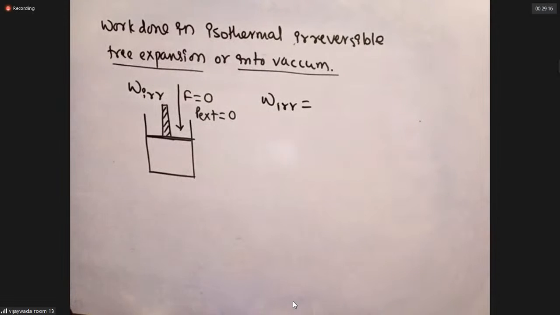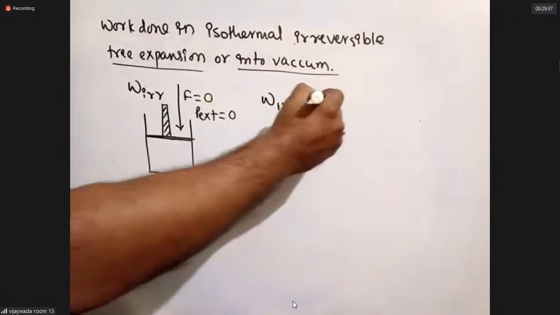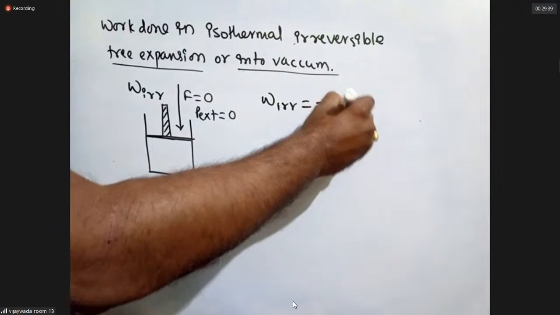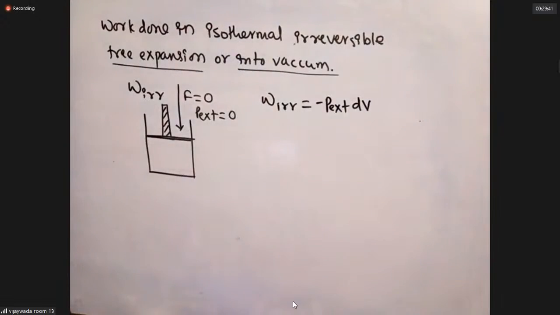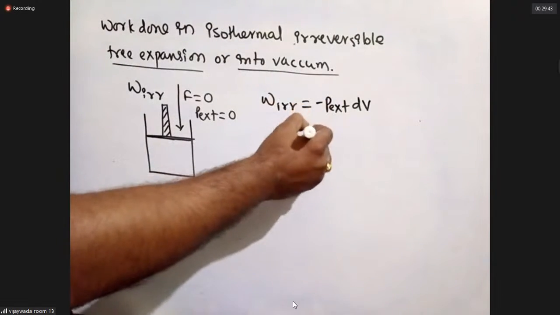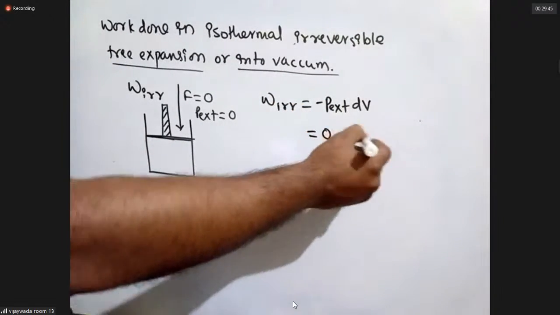Yes, Vikrant, you got it. Remaining students, what is the answer? My question is, what is the work done in free expansion? The work done formula is the same everywhere: P external into dV. P external here is 0, so work done here is 0.